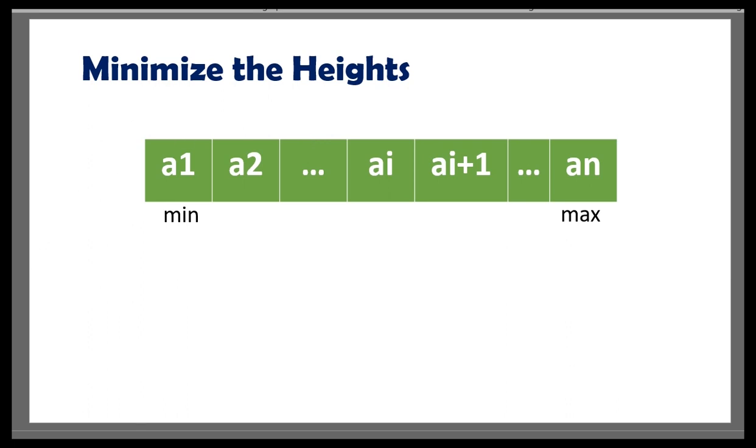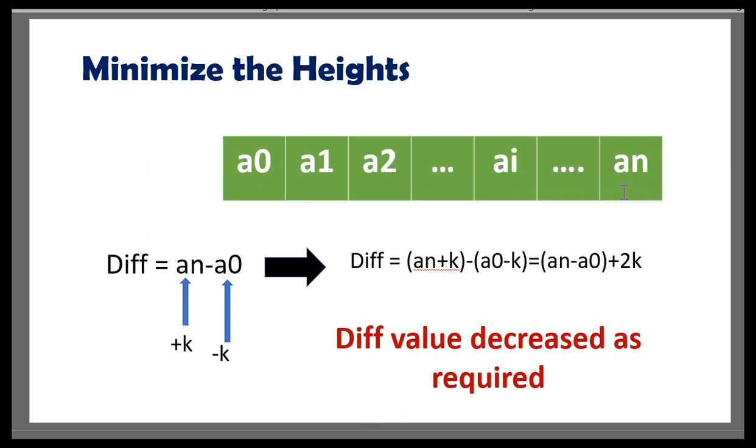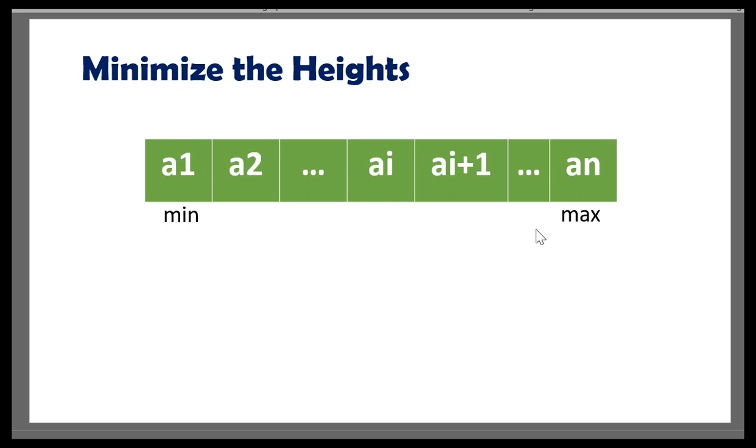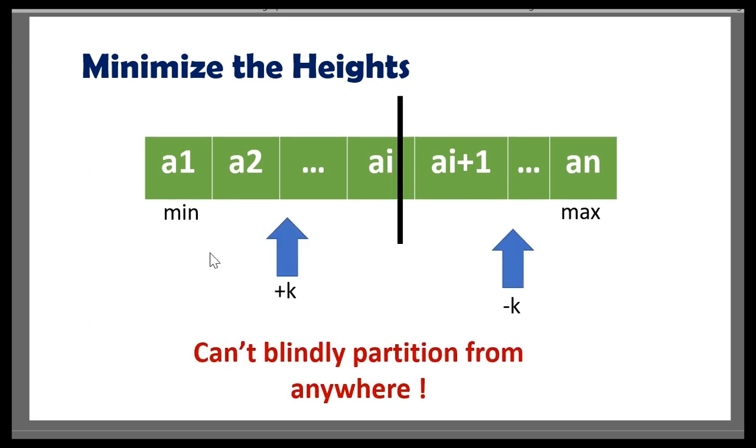Now we need to see one thing. This thing we did for two elements an and a0. We need to do this for the entire array. Let's say this is our array and we know that an is the maximum value and a0 is the minimum value. What we will be doing is partitioning the array into two halves. Let's say for the first half we will be incrementing all the values by k, and for the second half we will be decrementing all the values by the value of k.